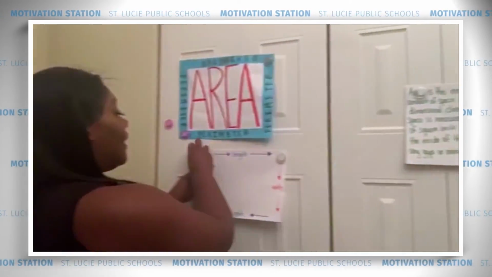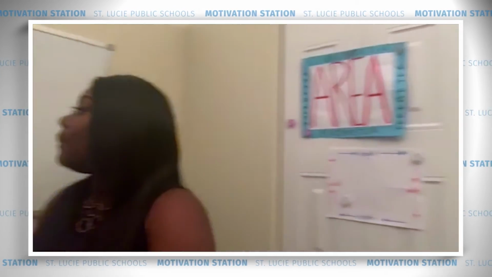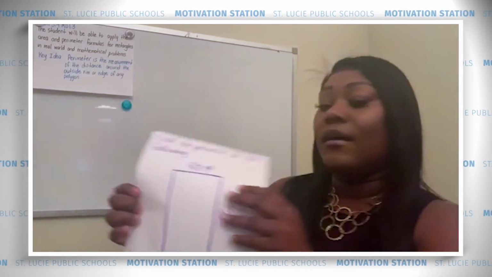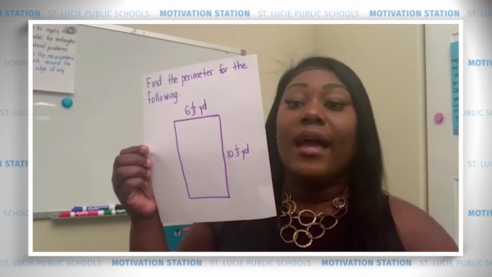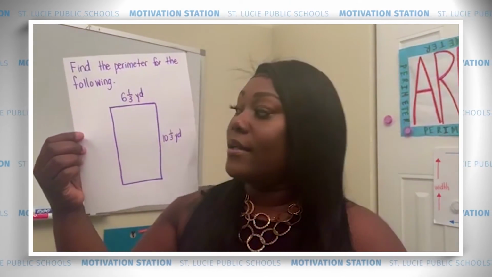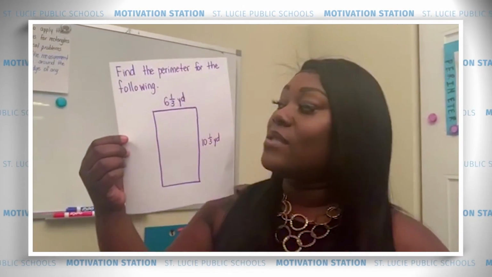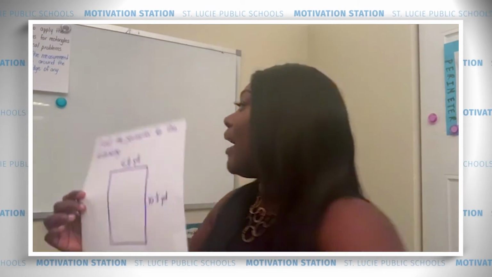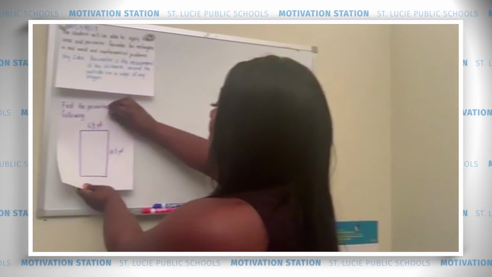All right, so let's go ahead and solve our first problem. It says find the perimeter of the following. We have our width as 10 1/3 yards, and we have our length as 6 1/3 yards. So we're actually dealing with mixed numbers.